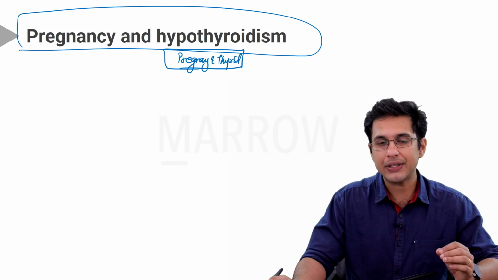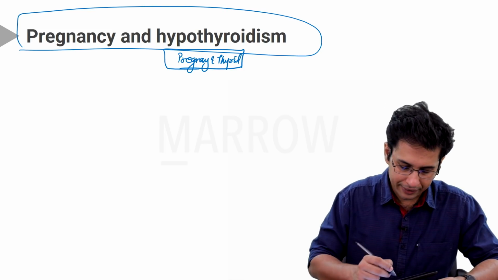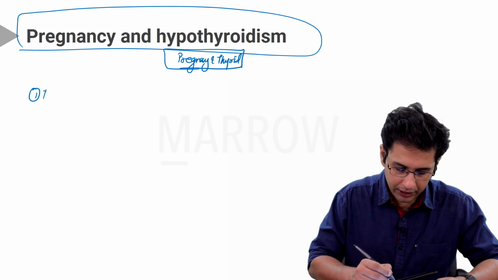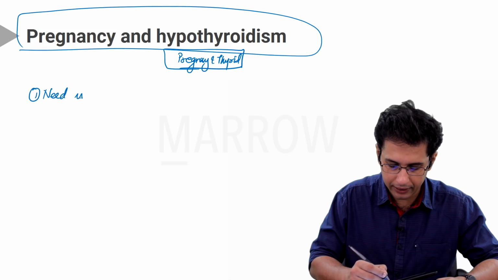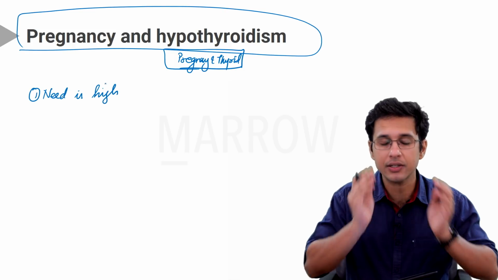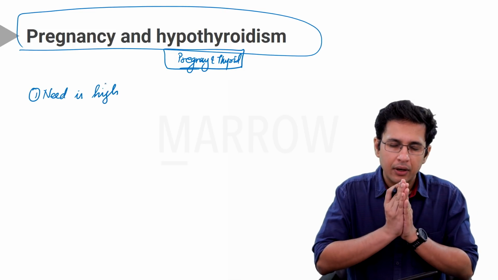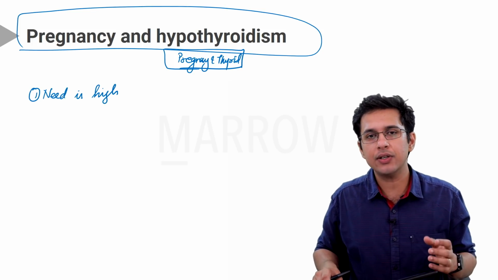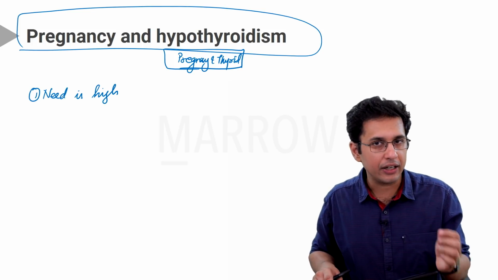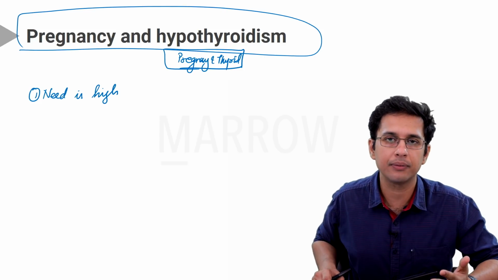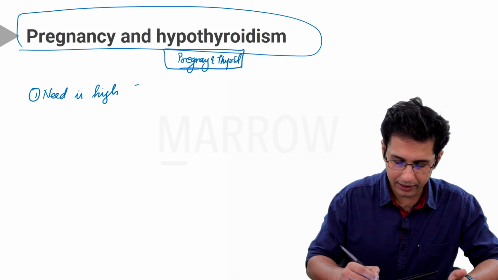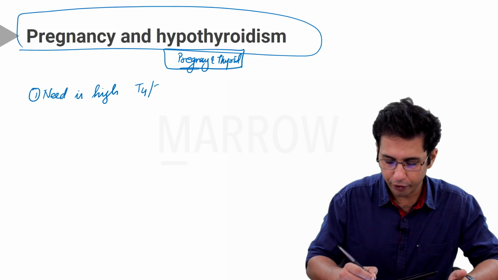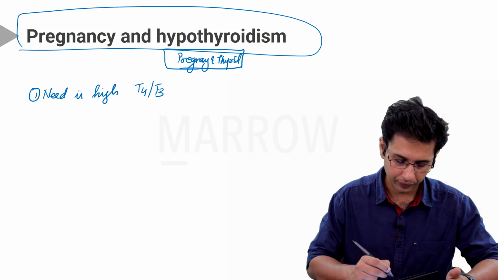So pregnancy and thyroid is important. There are few physiological things you need to know. The first thing is that need is high. I will just write need is high. What does that mean? That means when there is a mother and child and so much physiological activity going on in pregnancy, the sheer amount of T3 and T4 you require is high. Okay, that's understandable, right? The need for T3 and T4 is high.